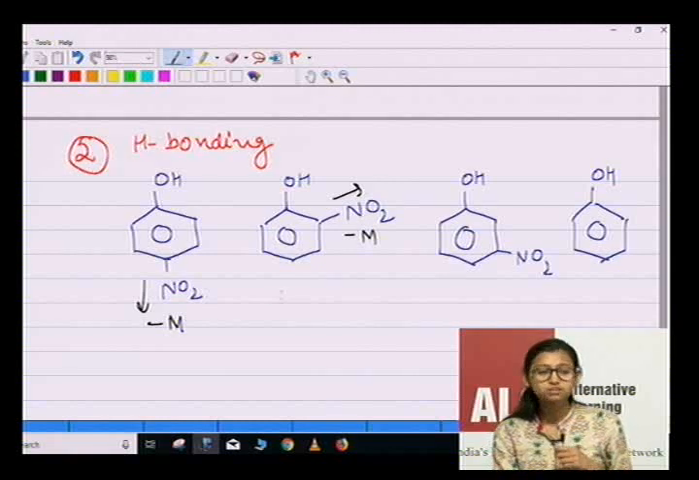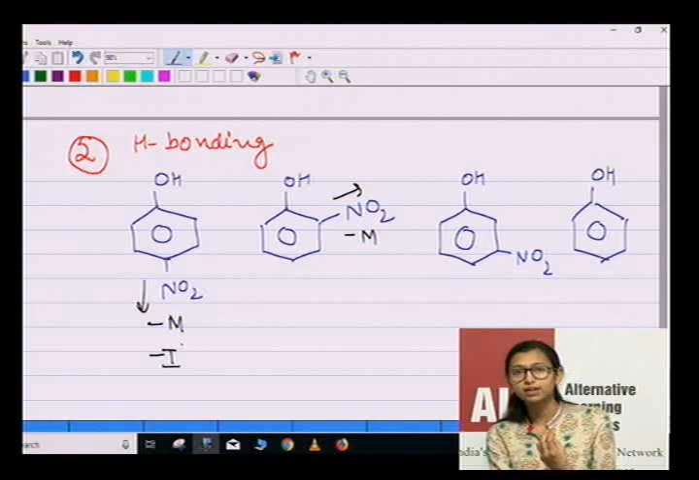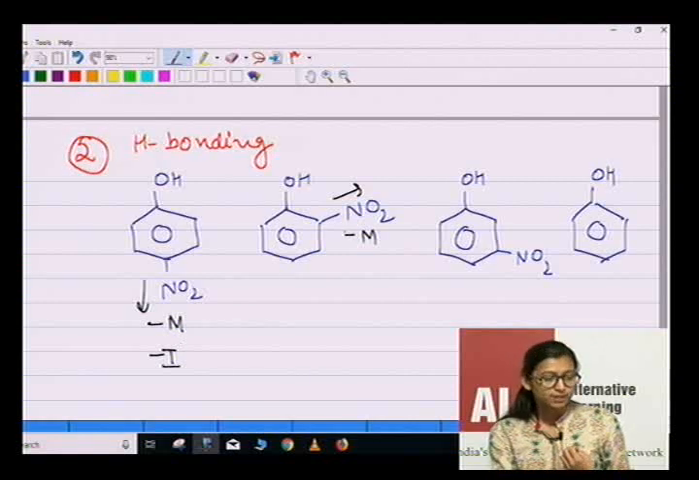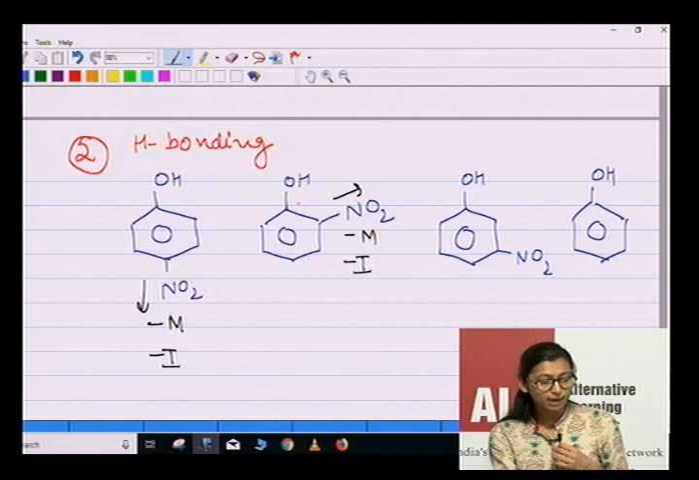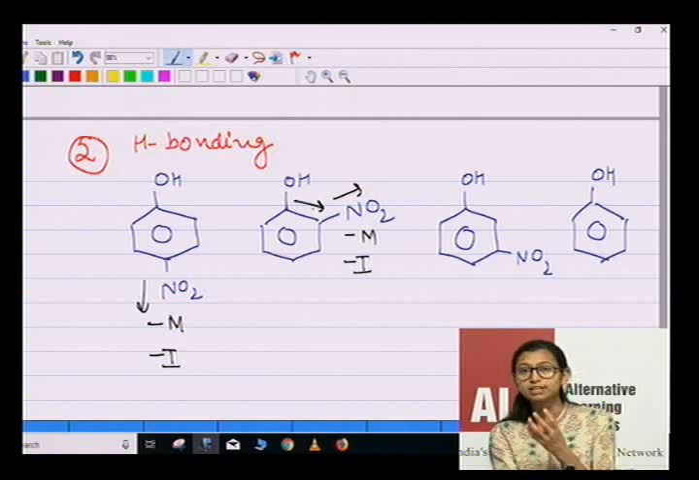So what difference can we see here? We can say that there is also a minus I effect. Inductive is also negative. Here also there is a minus I, right? And here the minus I is closer, because the inductive effect depends on the distance, right?